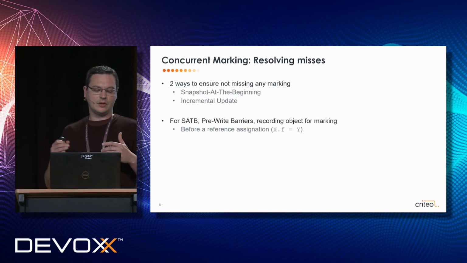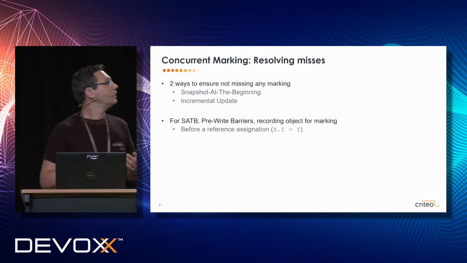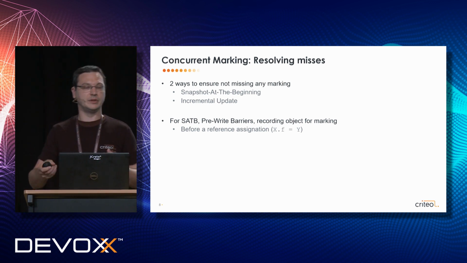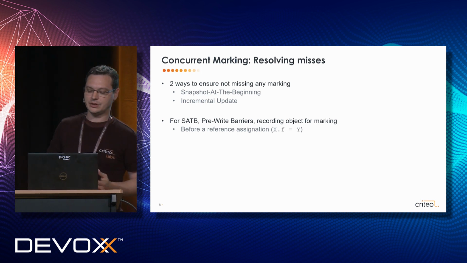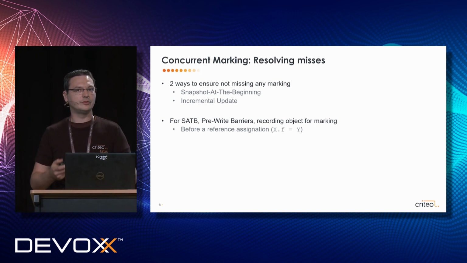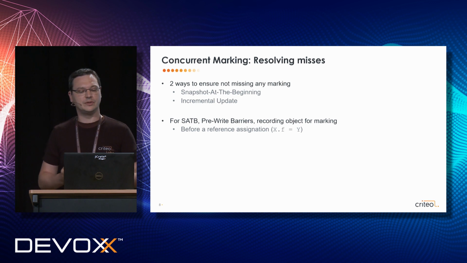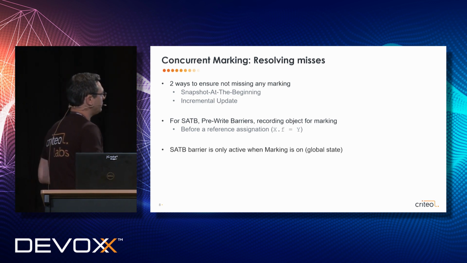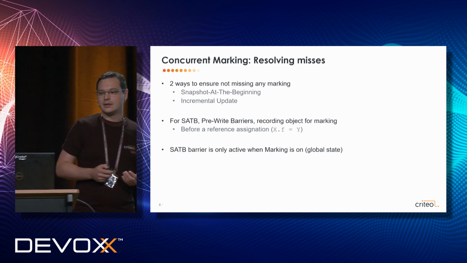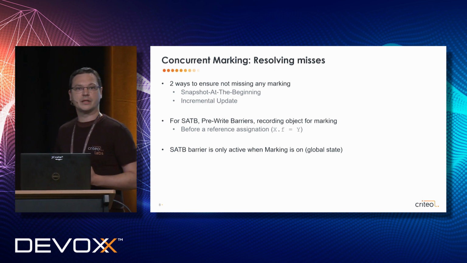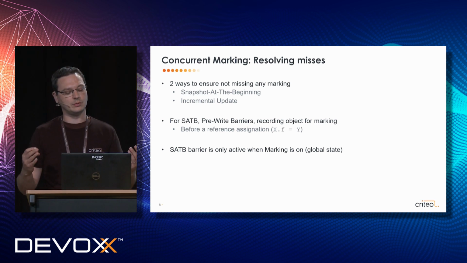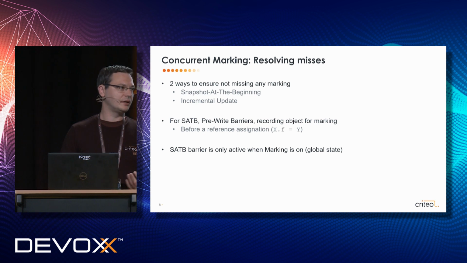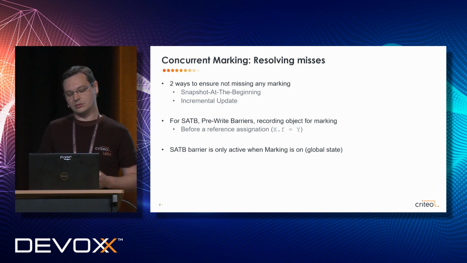It means that when we assign an object reference, before this assignment, when you're writing the field for the destination, we insert some code. The JIT will insert some code to deal with that. This SATB barrier is only active when we are in a concurrent marking. We know at the global state that we are in concurrent marking, so at that moment this barrier is active. Otherwise, we'll skip this code.